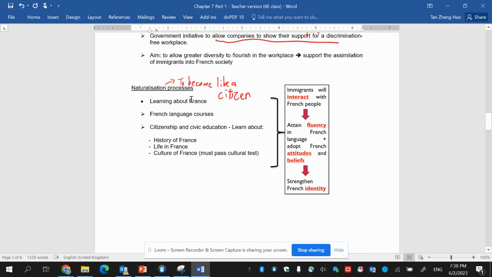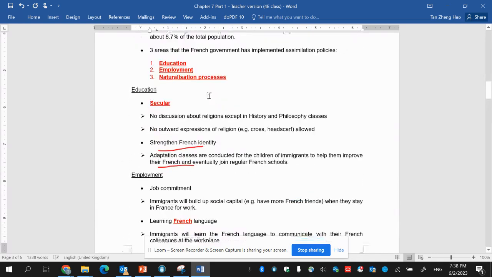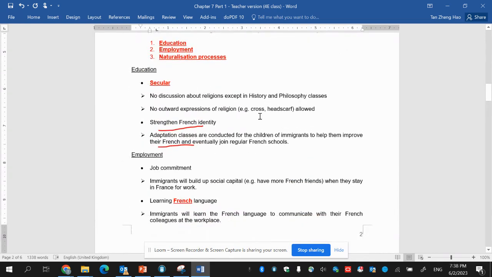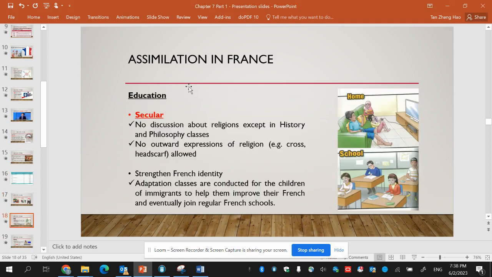Naturalization means to become a citizen. This is page 3 of your notes. So later we will cover a little bit more. So let's talk about schools first. Let's talk about education. I hope it's not too confusing, me jumping between the slides. If at any point you need to pause and rewatch certain things, please feel free.